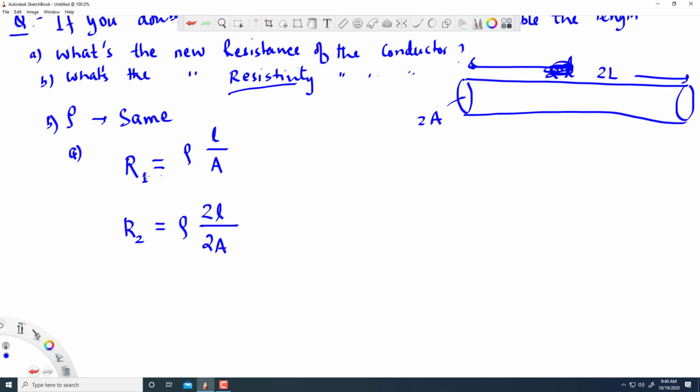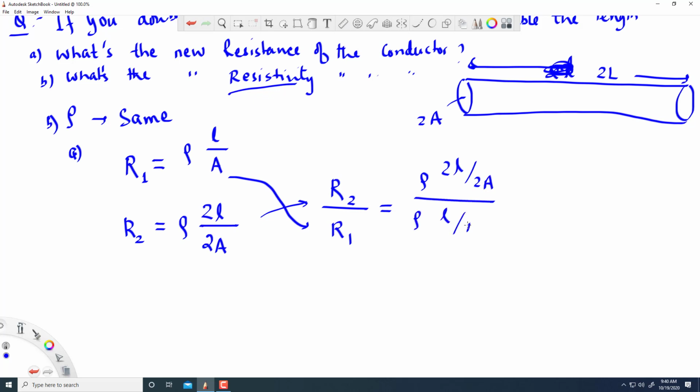So we want to compare R1 and R2. For that, let's call this the second equation, and divide R2 by R1 on both sides. On the right side, we divide rho L over A. I'll cancel that and that. You can cancel that and that, and the 2 and 2 also cancel. So you get 1. That means R2 is equal to R1. There is no change.